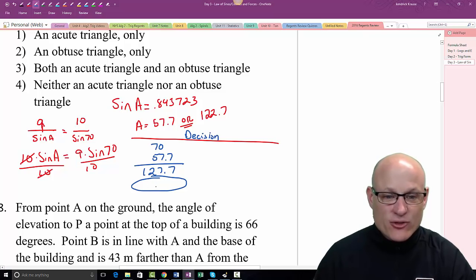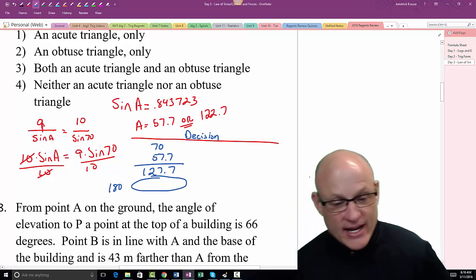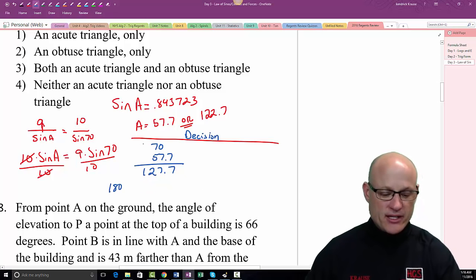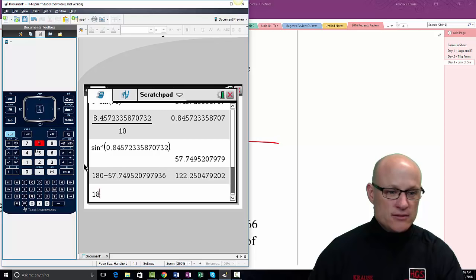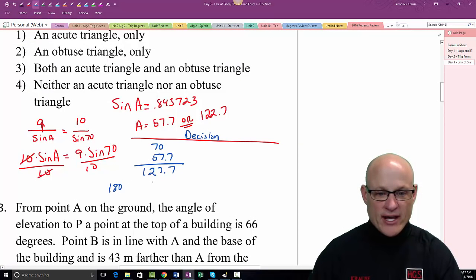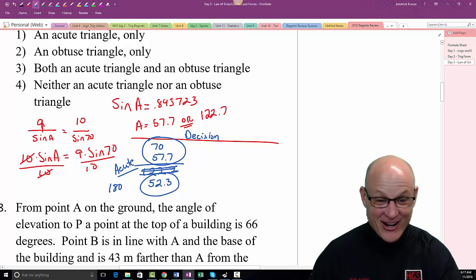That leaves us a lot of extra for that third angle, because remember, they have to add up to 180. So as long as they stay below 180, we're okay. Oh wait, hold on, I have to actually figure out what that angle is. So I'm going to take 180 and subtract off 127.7, right? Was that what it was? And I get 52.3. So that third angle would be 52.3. So my three angles are 70, 57, and 52.3. That's an acute triangle. Cute little triangle.